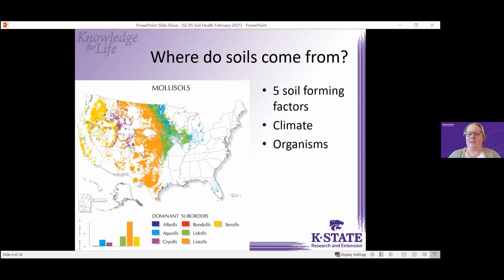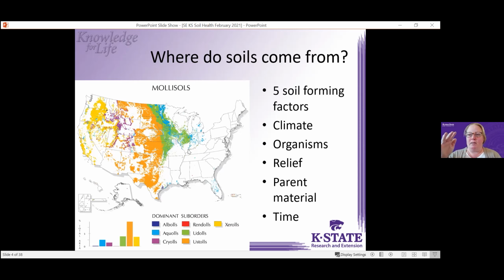So where we have prairie plants, we have mollisols. And so much of the rest of the United States has trees. And so they just don't get as much addition of organic matter into the soil when you have trees as the organisms. Relief and parent material and time also have a lot to do with the soil.